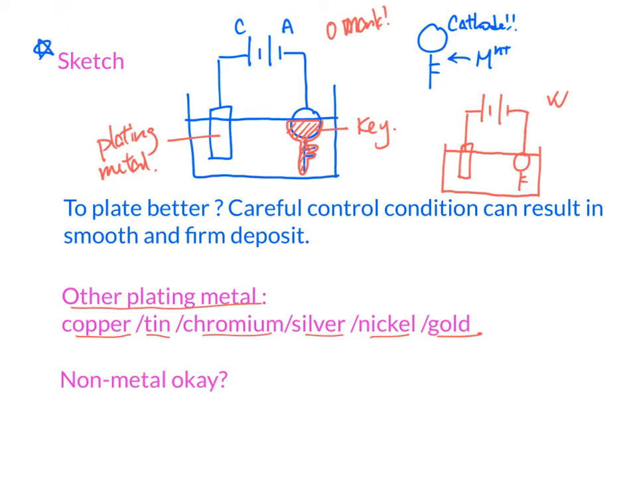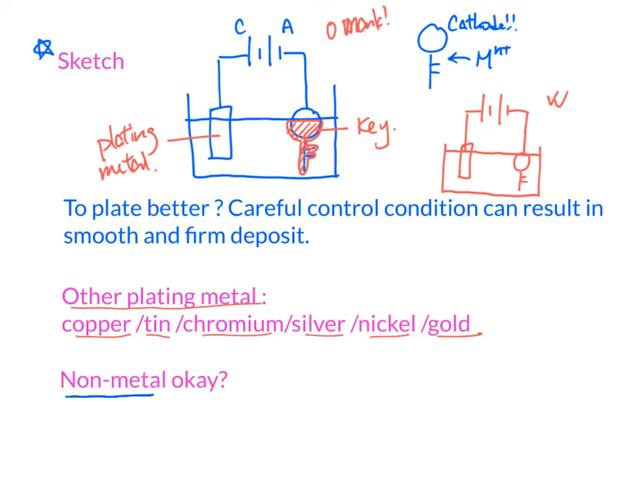So how do we make the things plate better? Is it just doing like that will be okay? So remember, sometimes we have to control the conditions. If we control the conditions well, then we can get a smooth and firm deposit. That means it won't be shed off easily. So the deposit can stick firmly on the object by controlling the conditions of the electroplating. In this case, the object has to be a key, because that is part of the electrode. What if we have a non-metal?